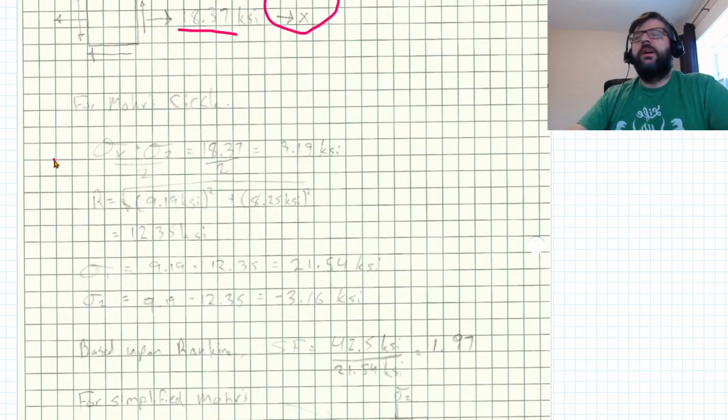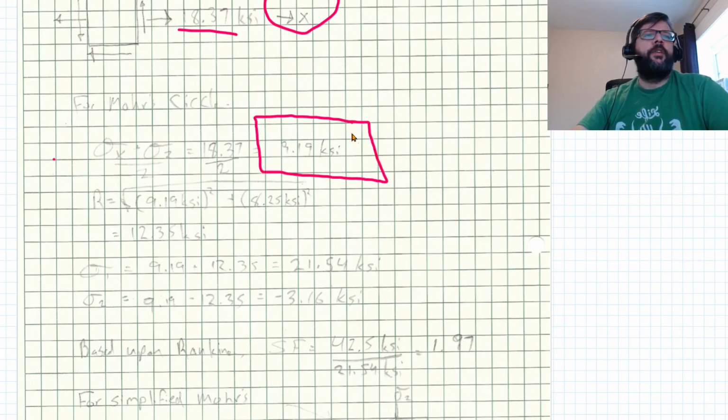So you can use Mohr's circle, basically, to solve for our principal stresses. The average normal stress there is going to be 18.37 plus 0, divided by 2. So that'll be 9.19 KSI.